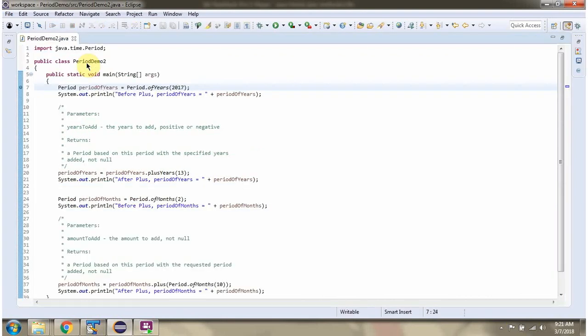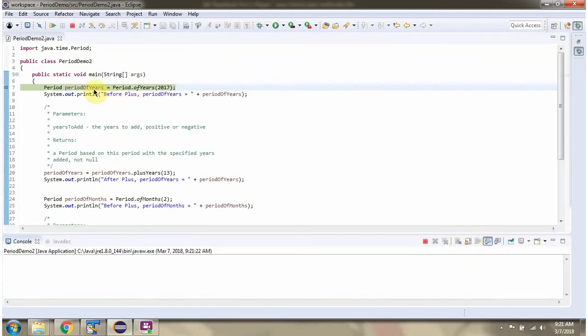Here I have defined the class PeriodDemo2. I am running this program in debug mode. Here I have created a period of years. Then I am calling the plusYears method and passing 13. So 13 years will be added to the period of years.